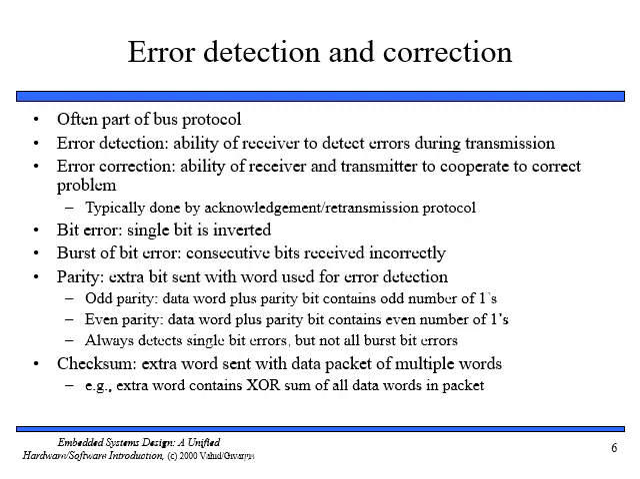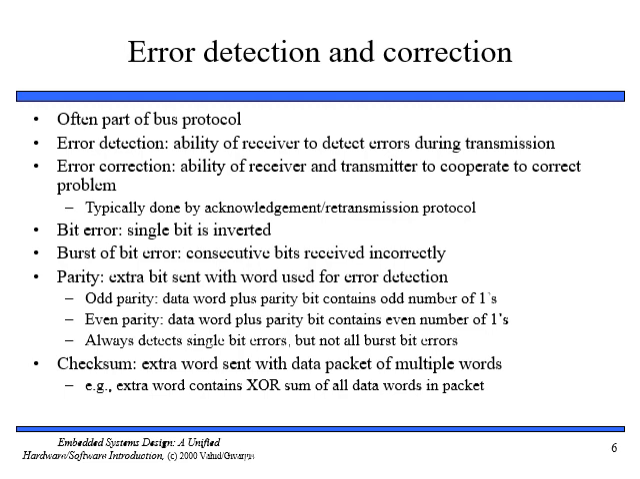So if we have even parity, we will have an even number of ones. If we have odd parity, it means that we have an odd number of ones. Parity always detects a single bit error, but not all burst errors. So by using a parity bit, we can only detect single bit errors, but not all burst errors.